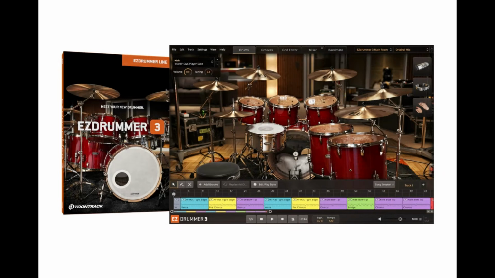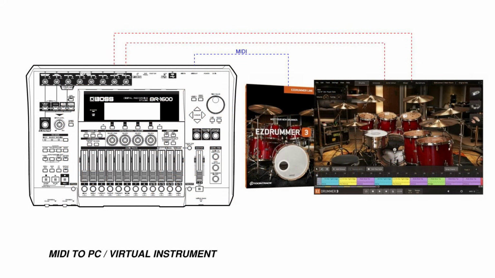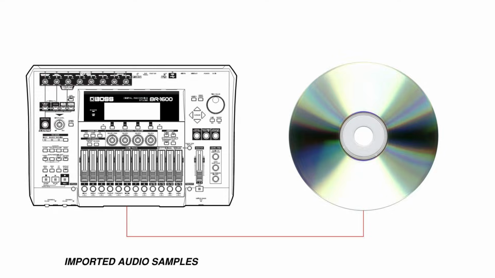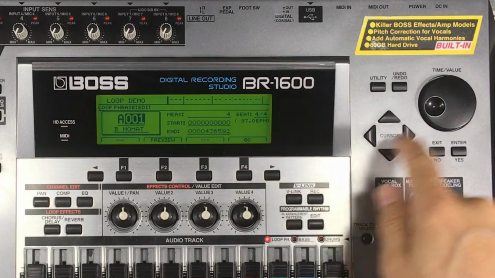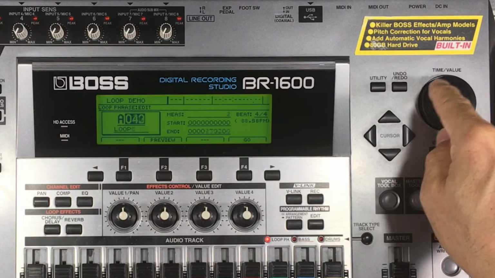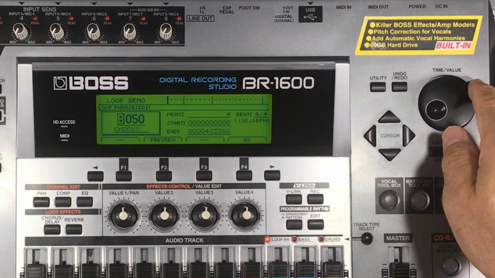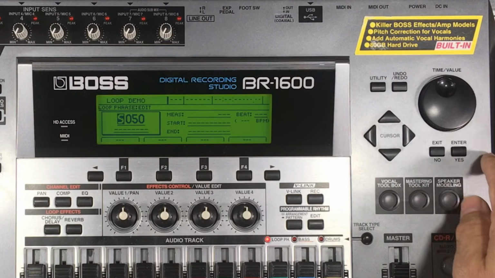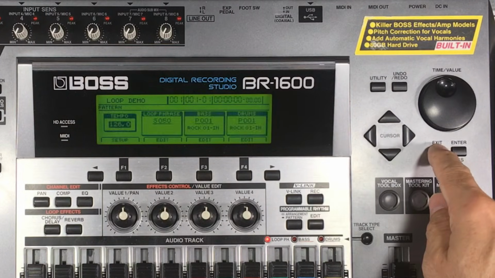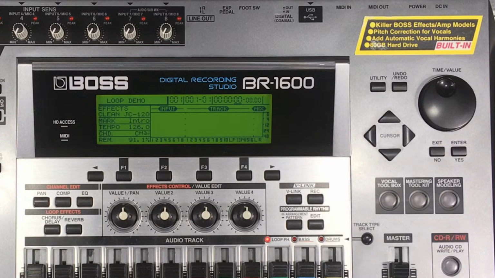You can even use a virtual instrument like EZdrummer, but instead of syncing to a DAW using MIDI, you can save the samples directly to a CD and import them into the BR1600. The BR1600 can store up to 400 user loop phrases for general use and an additional 50 song-specific loops. The use of loops is not limited to just drums though, and can be created from any audio data.